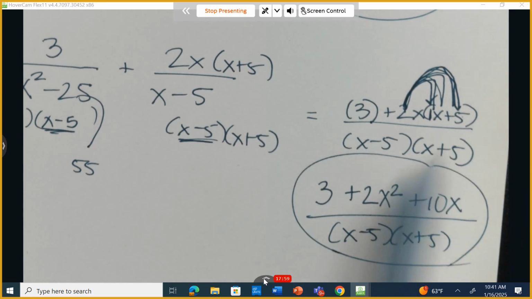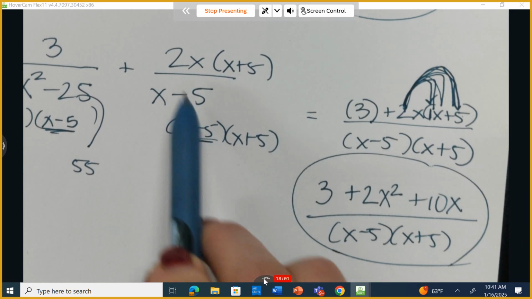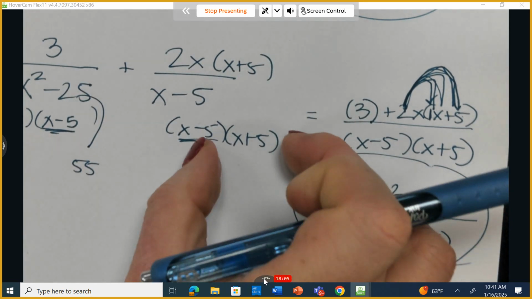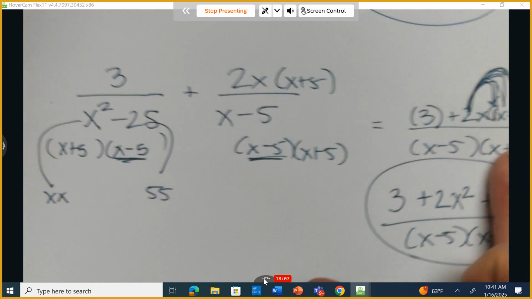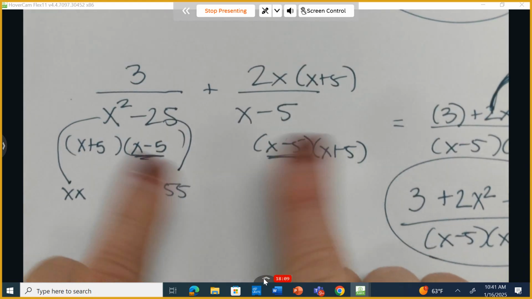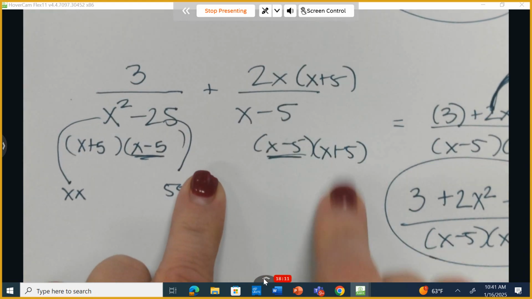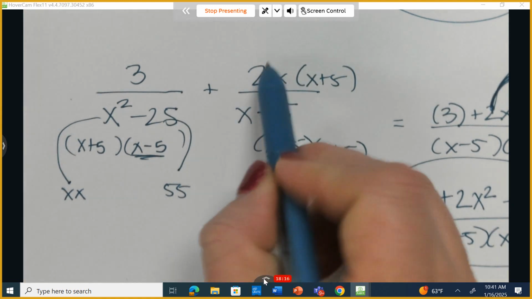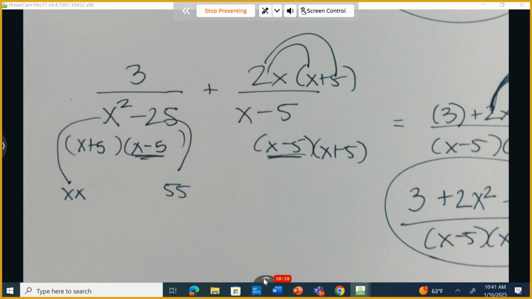Where did I get the 1x plus 5? This side only had an x minus 5, but it has to look exactly the same. So I had to attach an x plus 5 so that the left and the right were exactly the same. And whatever we attach to the bottom, we also attach to the top. And then I multiplied on top. Yep, I distributed this.